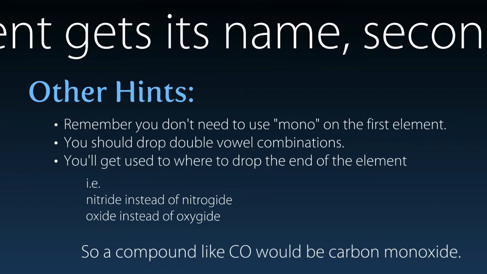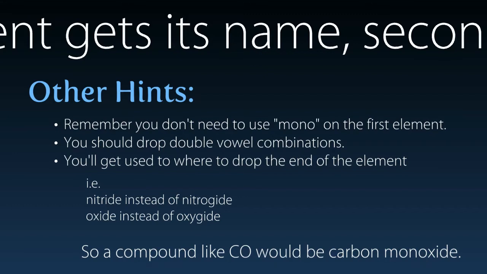Sometimes it takes a little bit of practice getting used to where you might drop the end of the elements. Some of them are a little bit goofy. Nitride is what you would say. You don't say nitrogenide, even though you're dropping a little bit more than just the last syllable to make that work. Oxide instead of oxygenide. So sometimes you're actually dropping a little bit more.